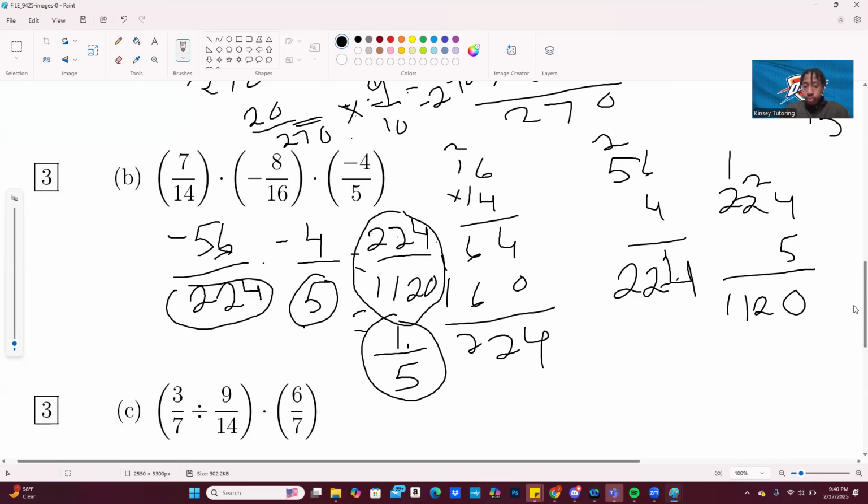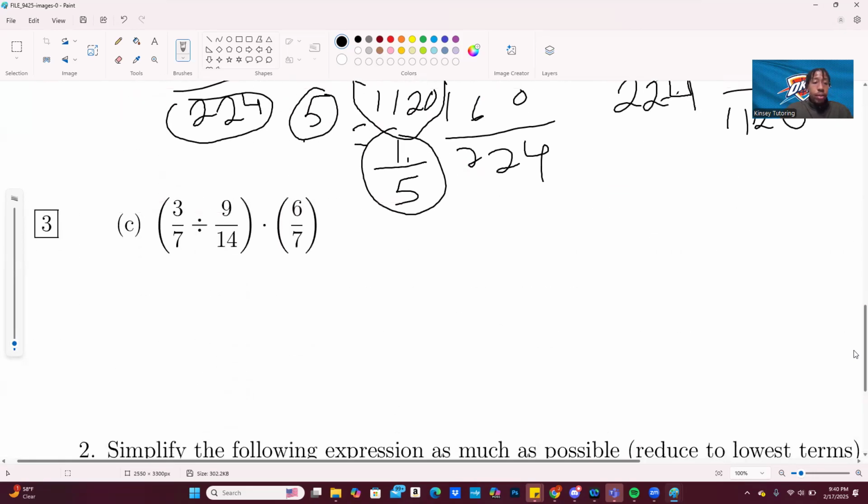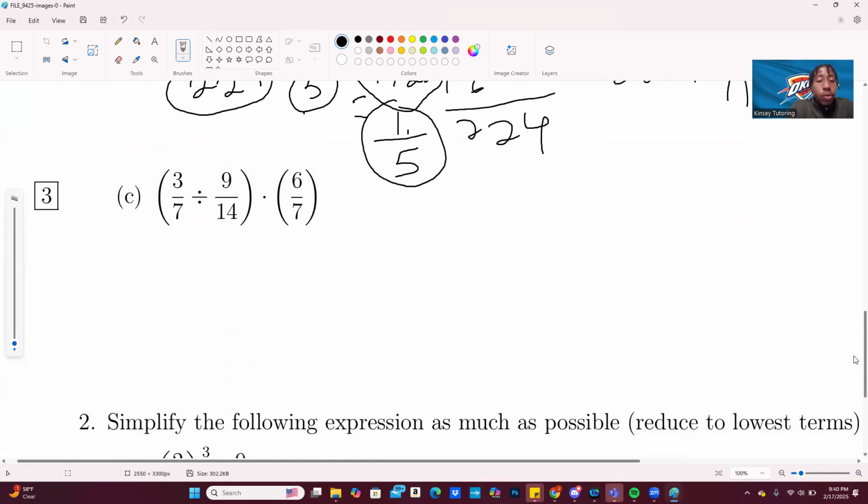All right, let's do one more. Well, a couple more, two more. All right, so 3 over 7 divided by 9 over 14. Okay, so dividing fractions. Keep, change, flip, right? 3 over 7 times 14 over 9. Okay, take care of the parentheses first, right?